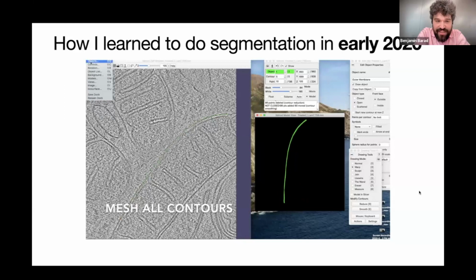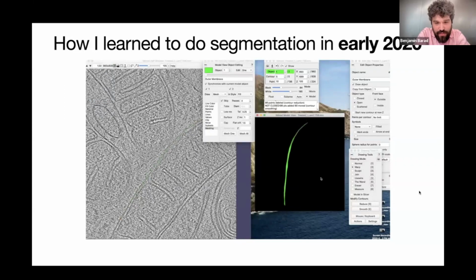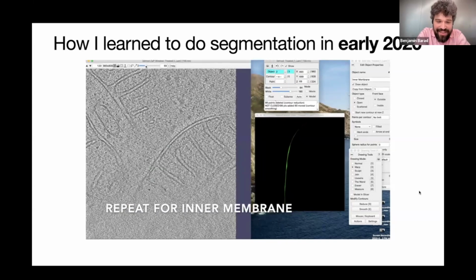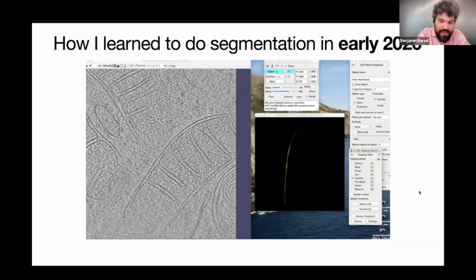And then I would have to mesh it. And for this one, it just works. For the really complex membrane, sometimes your meshing fails and you get to start over. And maybe you can imagine that doing this, you might spend 3-4 days on one tomogram.